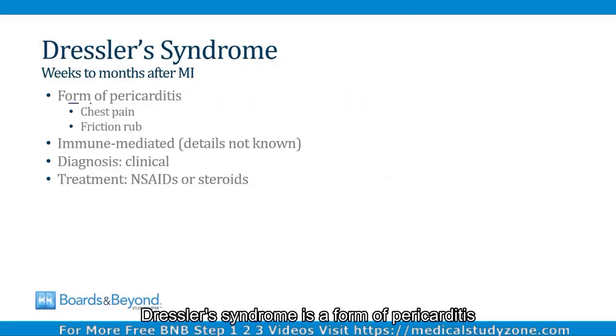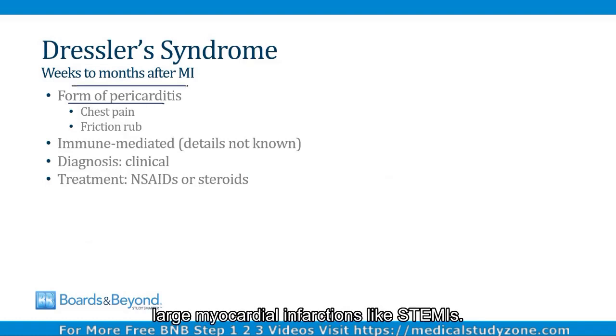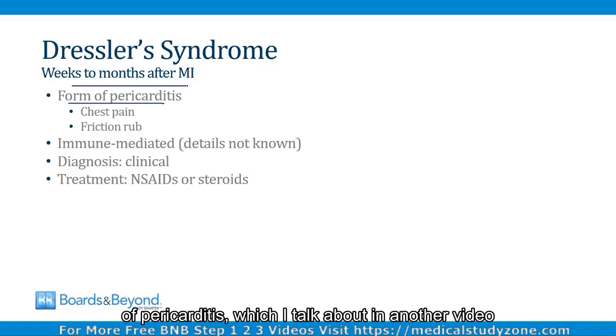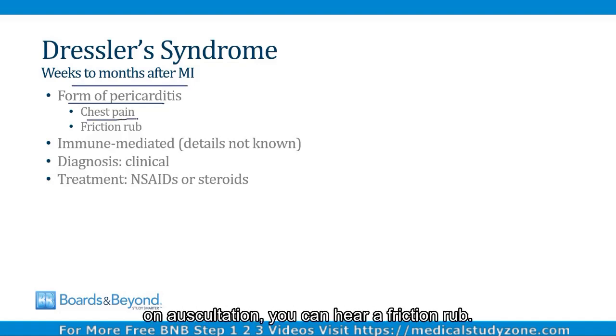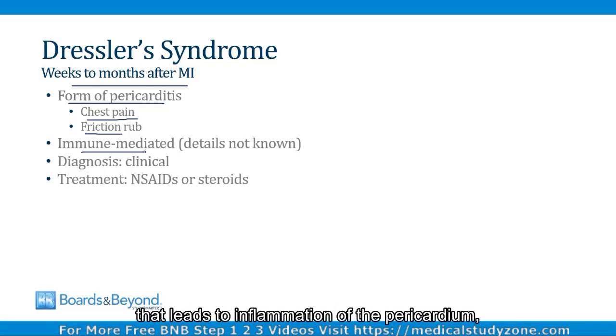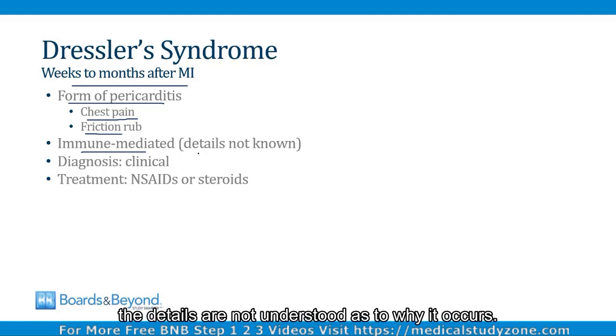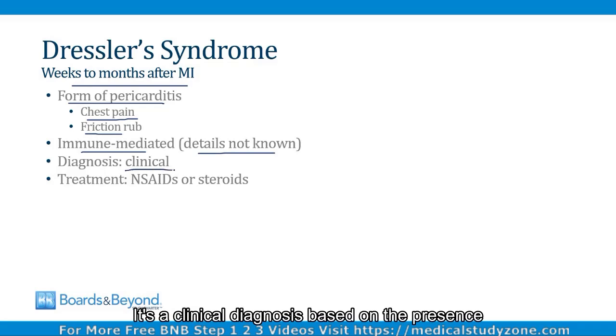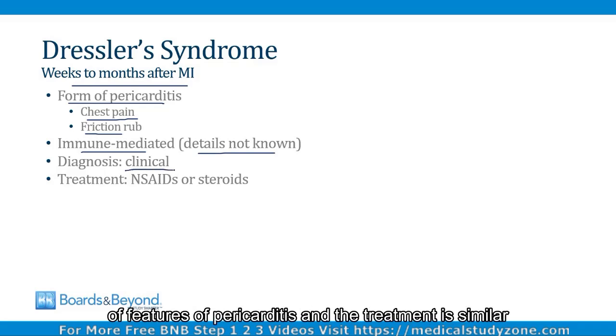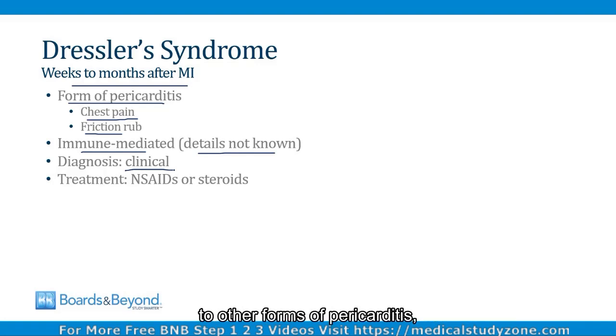Dressler syndrome is a form of pericarditis that occurs weeks to months after large myocardial infarctions like STEMIs. These patients develop the typical symptoms of pericarditis, which I talk about in another video. So they can have chest pain, and on auscultation you can hear a friction rub. This is an immune-mediated phenomenon that leads to inflammation of the pericardium. The details are not understood as to why it occurs. It's a clinical diagnosis based on the presence of features of pericarditis, and the treatment is similar to other forms of pericarditis. It's treated with NSAIDs or steroids.